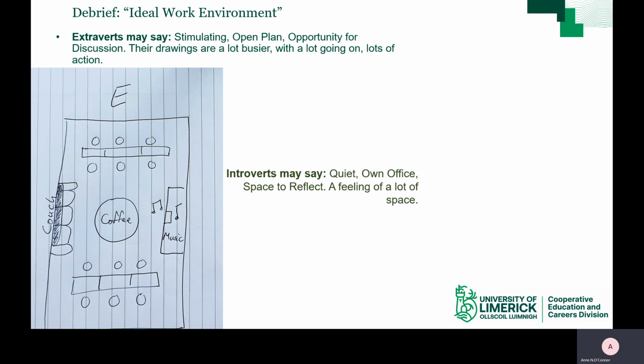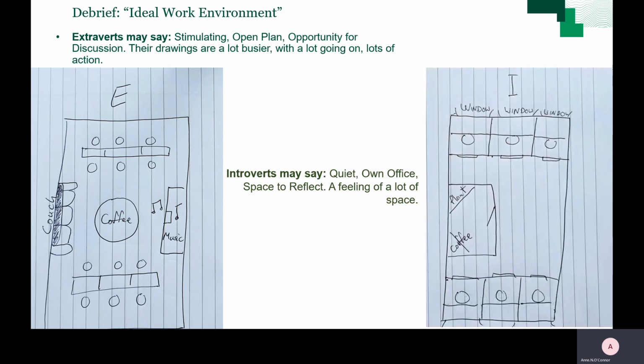From an introversion perspective, they normally come back with it's quiet, your own office space to reflect, a feeling of lots of space, and where interruptions are managed. It's not that you don't enjoy the interaction, it's more that they're managed and they happen at a particular time. So you'll see the pictures normally come back where it isn't as busy, there's a lot more space for reflective work, and it's just quieter, and it allows people to take that time to reflect, do their work, and yes, engage, but in a much more controlled and managed way.